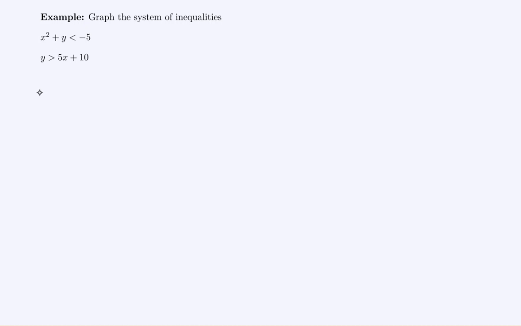Now, in both cases, it's easier to graph if it's in terms of y equals. So I'm going to manipulate the first equation, and notice if I subtract an x squared from both sides, I would get y is less than negative 5 minus x squared. This is a lot easier for us to understand intuitively than x squared plus y equals negative 5. We also had this equation.